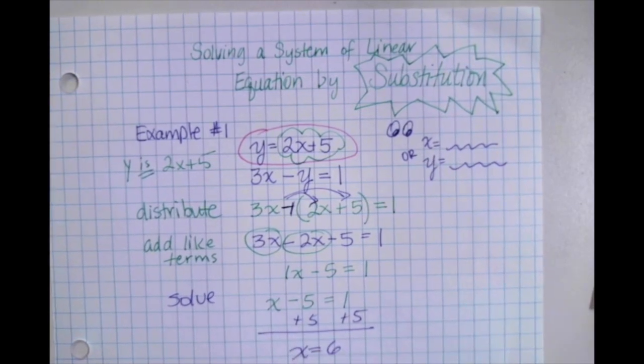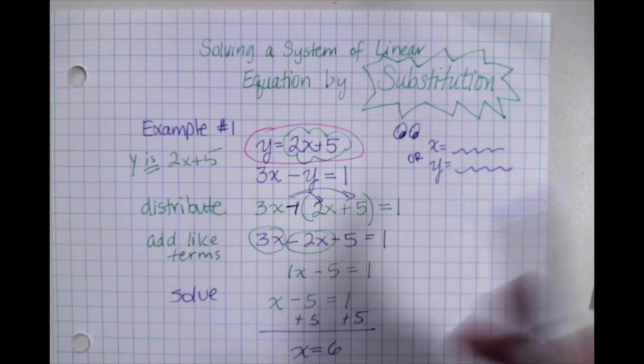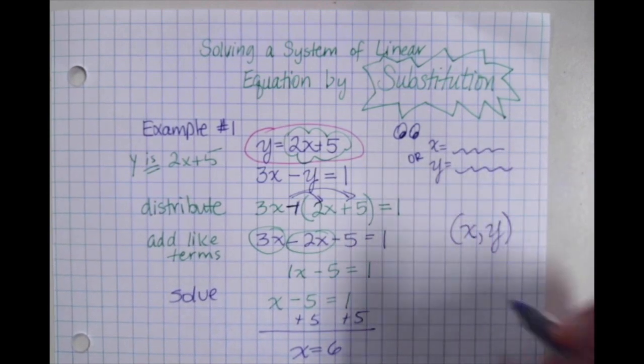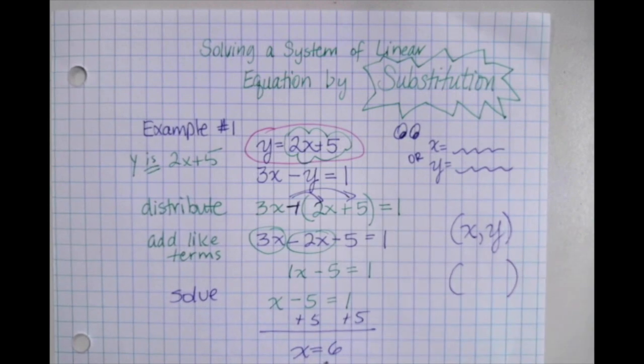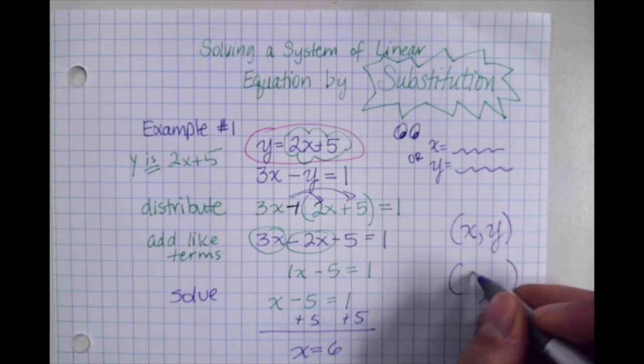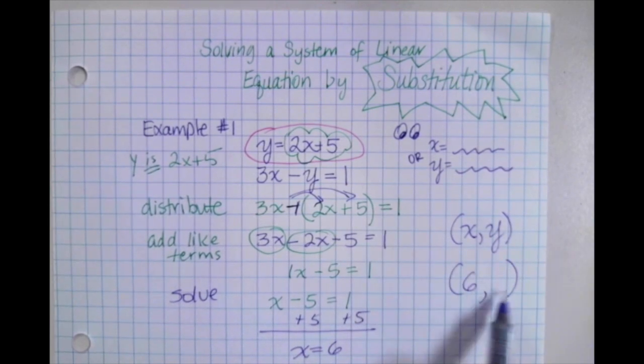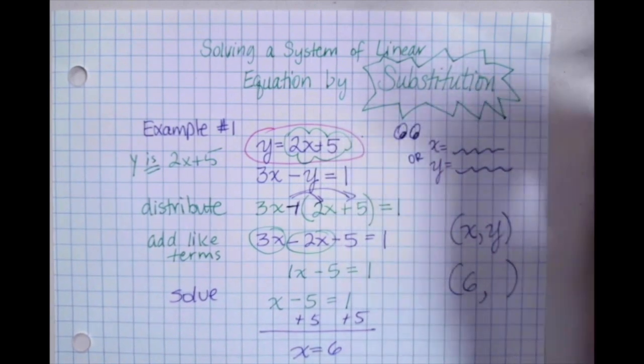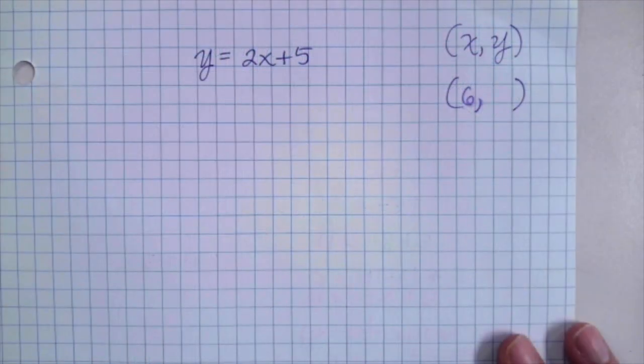When you're writing the solution for this, remember you have two variables, so you're always going to put your answers in an xy format in parentheses. So we have the x, so this 6 goes right there. But we still need the y. In order to find the y, look at the original right here. Y is 2x plus 5.